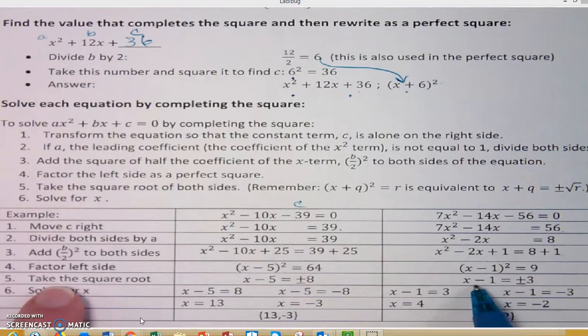So I'm going to take the square root of both sides. And I get x minus 1 equals plus or minus 3. Solve for x minus 1 equals 3, and x minus 1 equals a negative 3. Here, x will equal 4, and then x will equal negative 2. Solution set of 4 and negative 2. So let's turn the page back over and work a couple of the problems to make sure we understand how to do it.